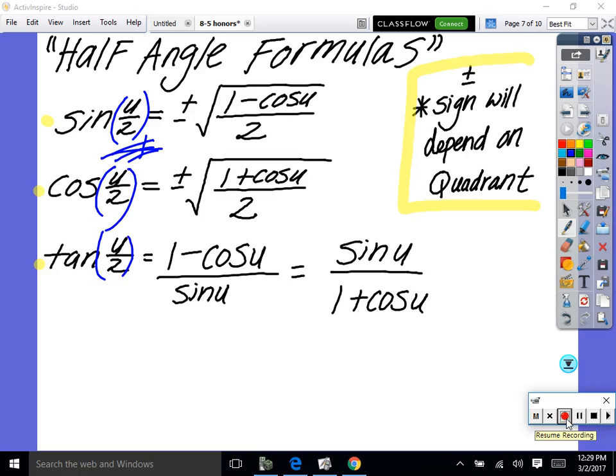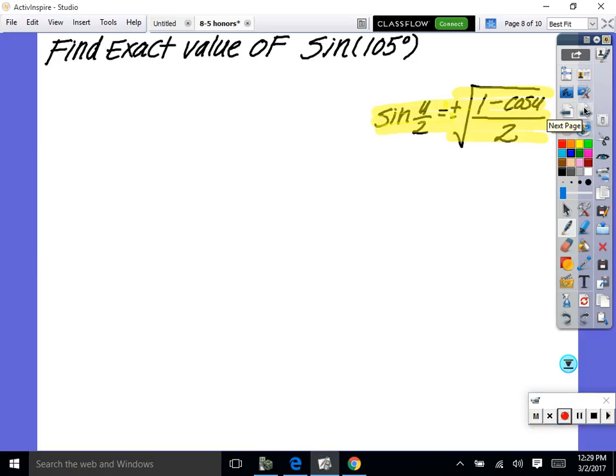5, 4, 3, 2, 1. Okay. It says find the exact value of sine of 105 degrees. Is that on our unit circle? No, it's not. So you have to say, well, how am I able to find the exact value if it's not on my unit circle? It must have something to do with something that's similar. Well, isn't that half of 210? Yeah. Which is on our unit circle, right?